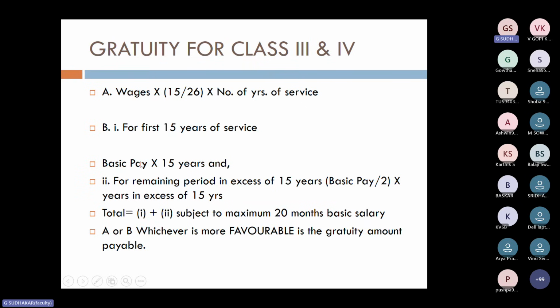First 15 years of service, basic pay into 15 years. Then for the remaining years, more than 15 years, the basic pay will be divided by 2 and the amount will be added, which should not be more than 20 months basic salary. Not basic, 20 months gross salary. Whichever is favorable to the employee. This is for class 3 and 4.